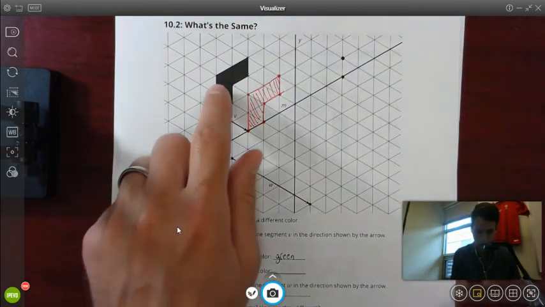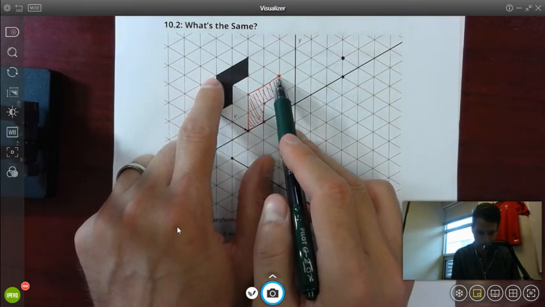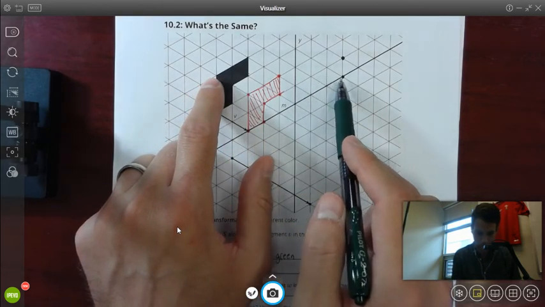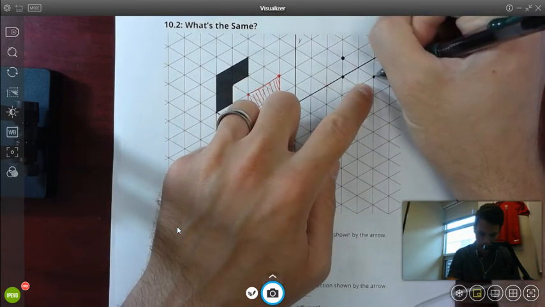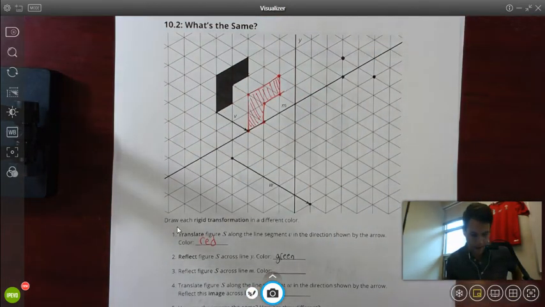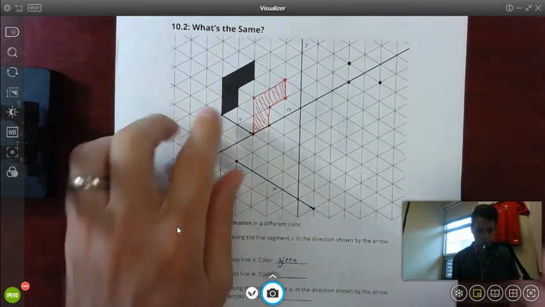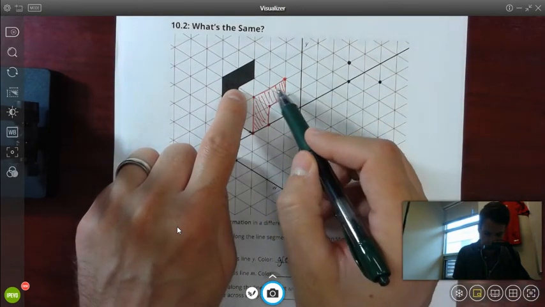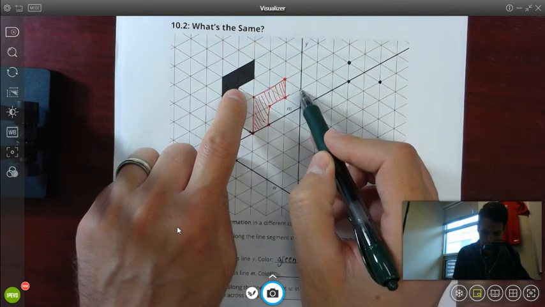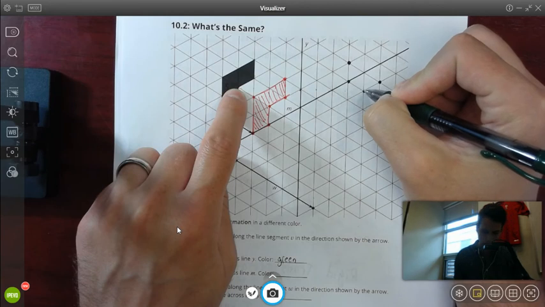So now we can count this outer point here. 1, 2, 3, 4, 5. 1, 2, 3, 4, 5. So now we have 3 of our points taken care of. So let's move on to our interior point here, which would be 1, 2, 3, 4 spaces away from Y. So I got to count 1, 2, 3, 4 spaces.